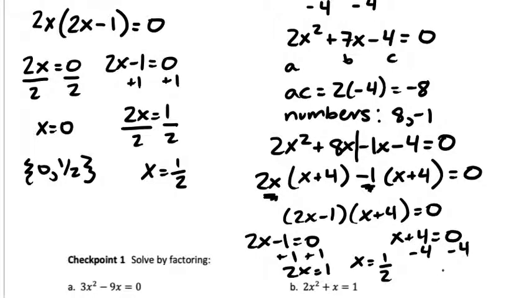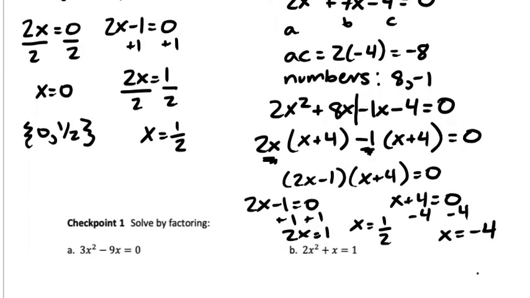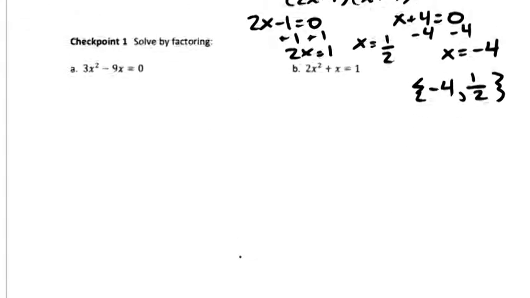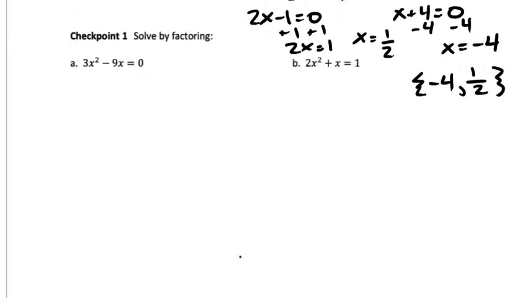And x equals -4. So my answers are going to be -4, comma, 1/2, or 1/2, -4. Order doesn't matter. So next you should try checkpoint number 1. Do these problems, check your answers, and then move on to the homework for this section.